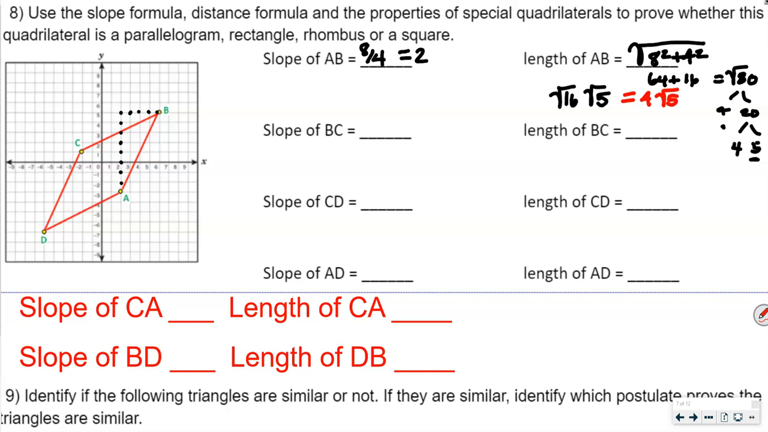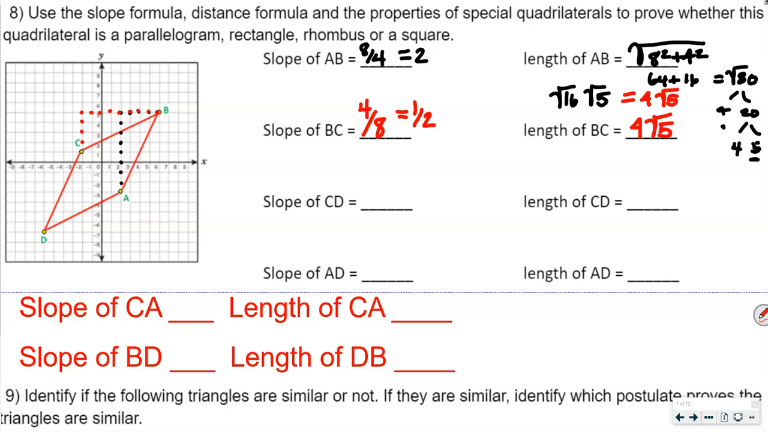So now let's talk about the slope of BC. So BC, we're going to go up 1, 2, 3, 4. Again, up 4. And over 1, 2, 3, 4, 5, 6, 7, 8. So that's now 4 over 8, which is 1/2, isn't it? Okay, so those are the same two numbers we had before, right? A 4 and an 8. So we know that this is also going to be 4 square root of 5, right? Because they were the same numbers.